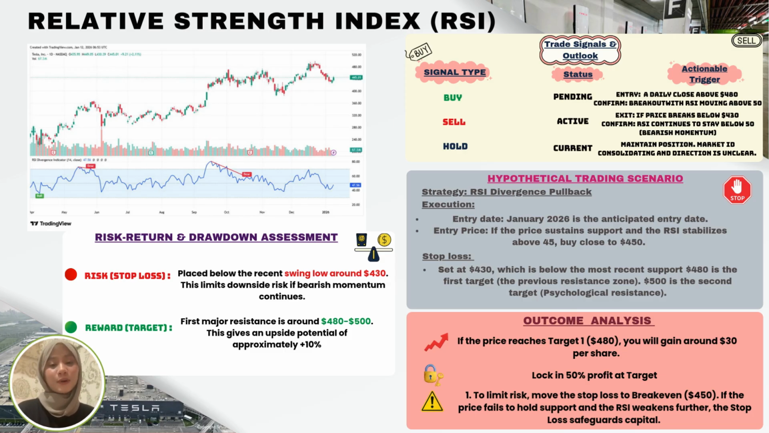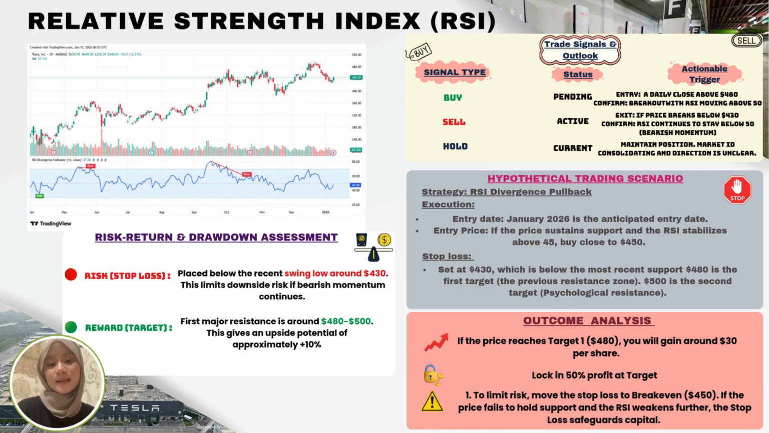Next is the hypothetical trading scenario. The strategy used here is RSI divergence pullback. The anticipated entry date is January 2026. The entry price is around $415 if the price holds support and the RSI stabilizes above 45. The stop loss is set at $413, which is below the recent support level. This helps to limit potential losses if the price moves against the trend.